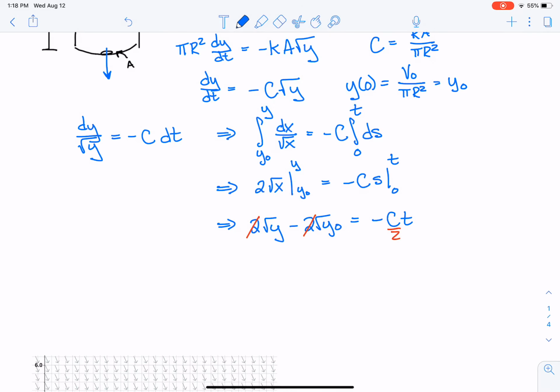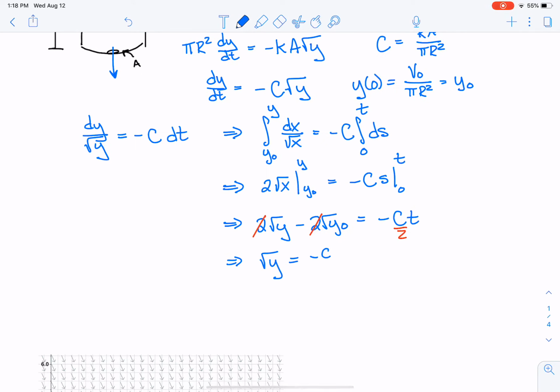And then I'm going to solve here for square root of y, which in this case is equal to minus c over 2 t plus the square root of y sub 0. So that tells me what y is. y in this case is minus c over 2 t plus the square root of y0, quantity squared. And so I've now solved this differential equation.